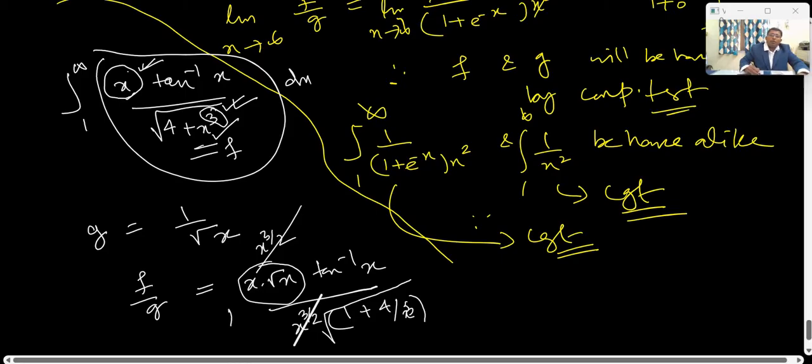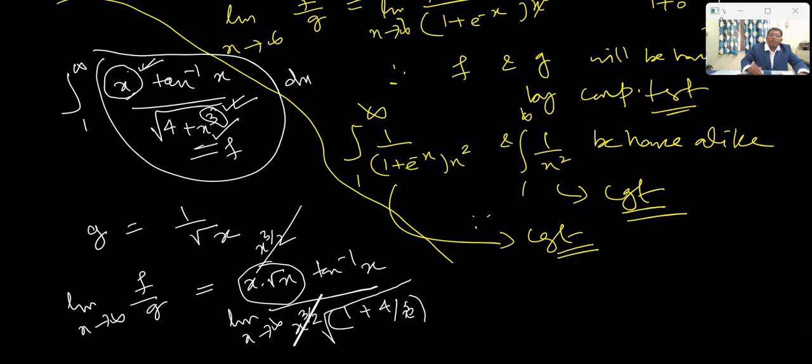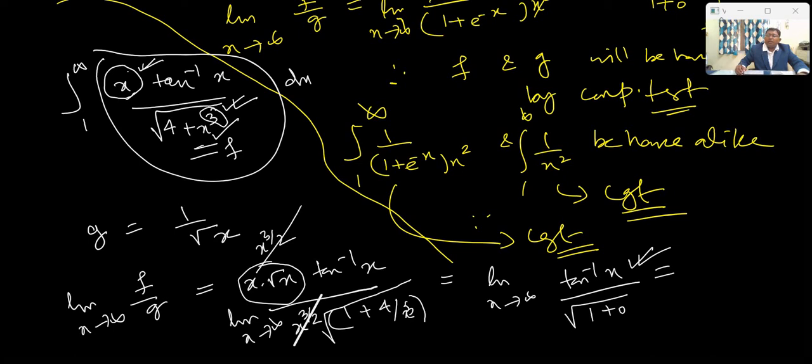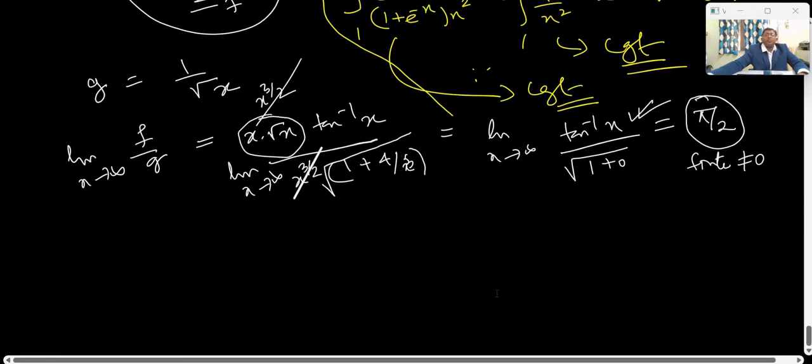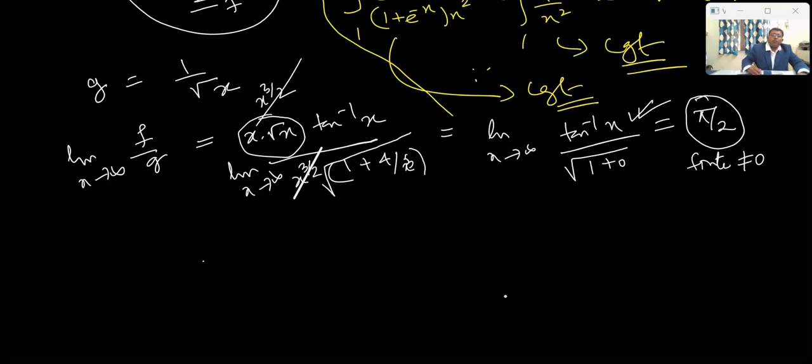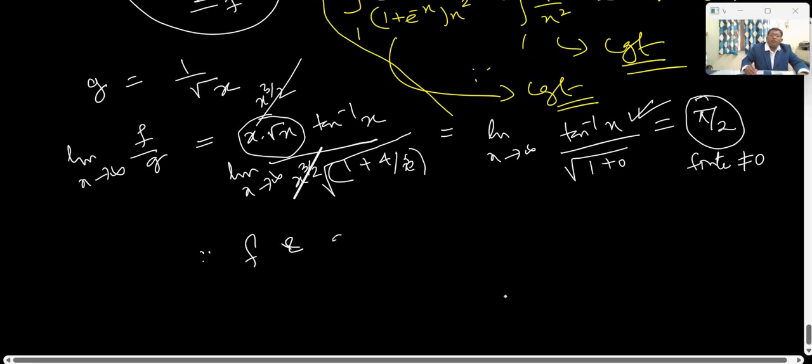So when the limit x tends to infinity, this will give you the limit of tan inverse x divided by the root of 1 plus 0. Now tan inverse of infinity is pi by 2. So it is finite and not equal to 0. Therefore f and g behave alike.